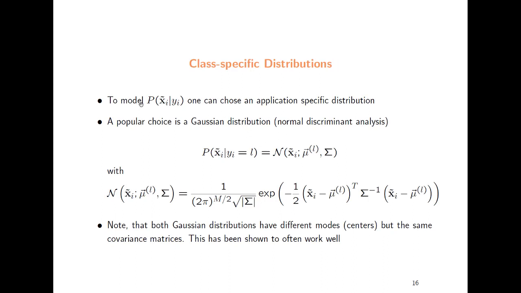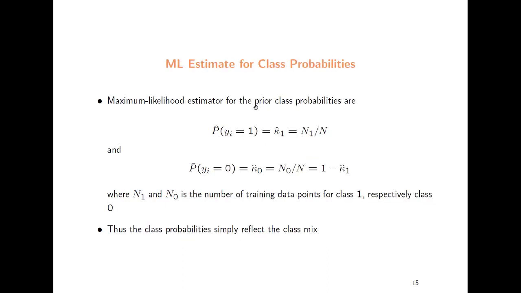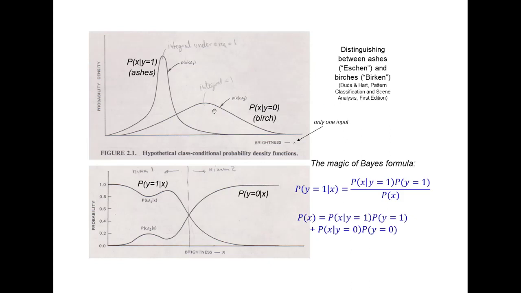And for this likelihood model, you can choose an application-specific distribution. So remember, this is the likelihood. And maybe you say, okay, maybe it's not quite a Gaussian. There's also the question, how did they observe, or how did they get this function? But maybe if you don't have too much data, a Gaussian approximation would be quite good. So you just assume that these two likelihood functions are Gaussians.